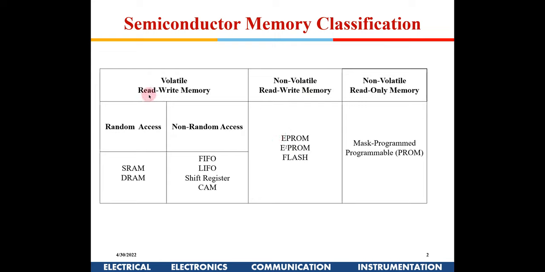Now within the volatile memory, most of the volatile memories are read write memory. Again it can be classified into two. One is known as random access. Random access means suppose I have an SRAM of a few GB capacity.